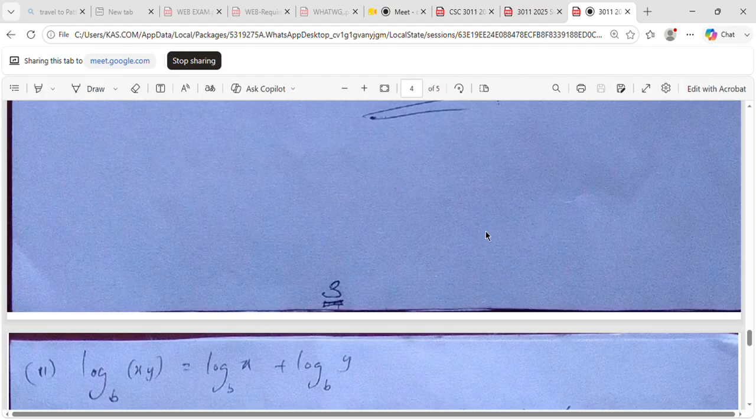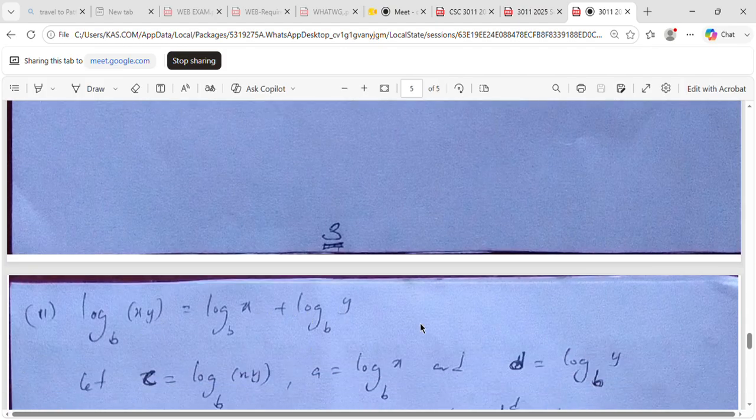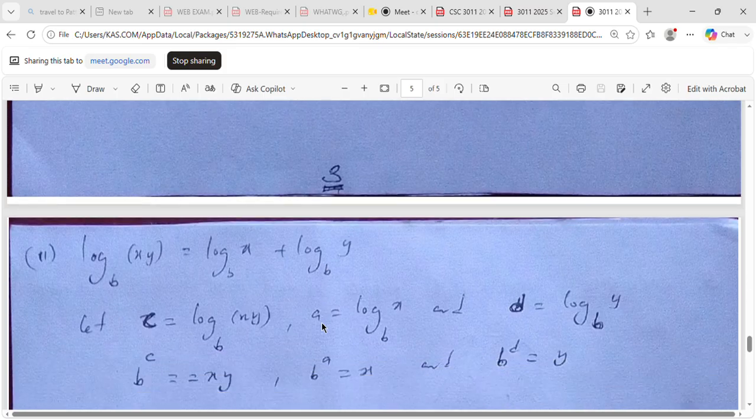The other part was proving this. I think we've done this lots of times. You can use letters of your choice there. I decided to use C, A, and D. Okay, you can use L, M, N. Anything you can use. So we let C be equal to what is on the left, which is that. A is equal to that part, and D is equal to this part.